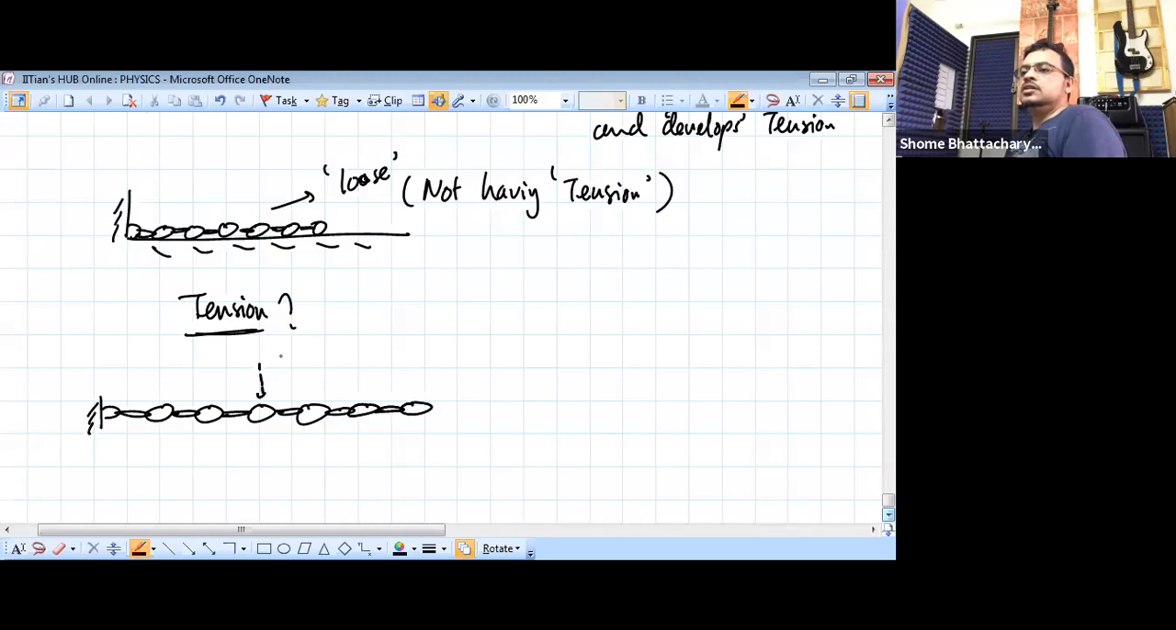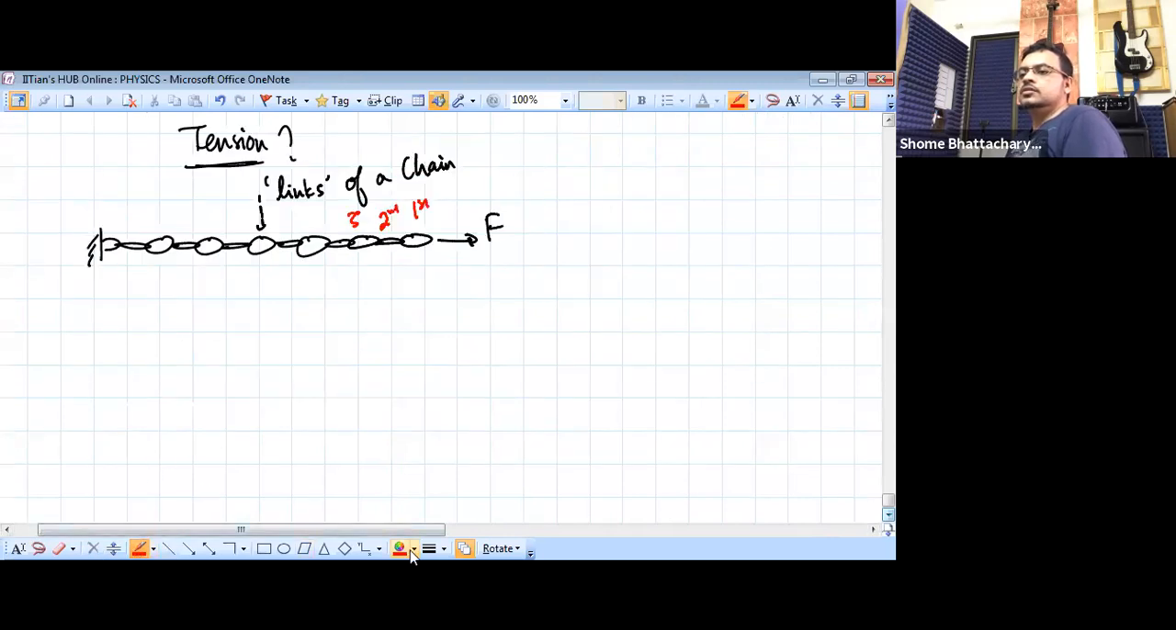So these are, each one is a link of the chain. So they are the links of a chain on which an external agent has applied a force, let's say. Now I'm labeling this one as the first link. So this one is the second link. This one is the third link. Now if you think of the forces acting on the first link, you see, for this one, the first link, you have applied a force like this. The external agent has applied a force like this.